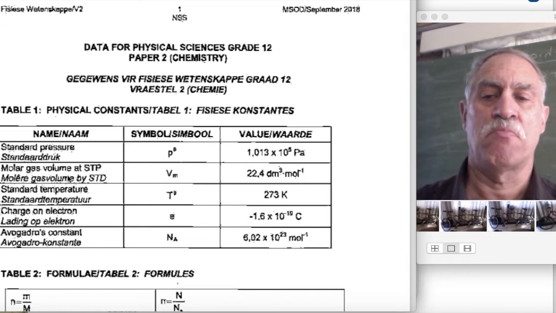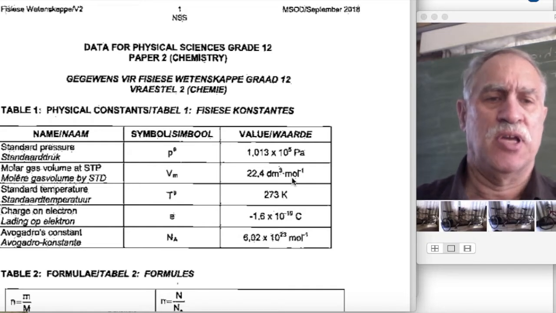Then it's got a molar volume, which is given at 22,4 decimeters cubed per mole. Now I'm going to talk about moles later, not those little mammals that go underground, but the chemistry mole.